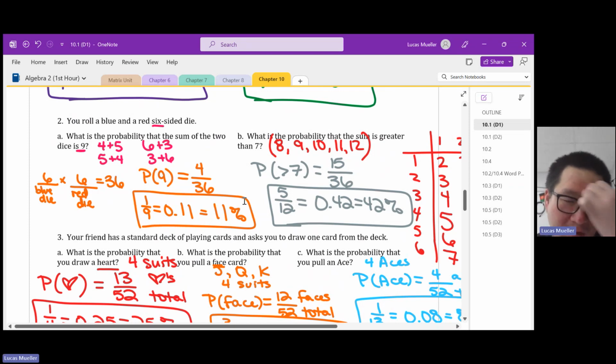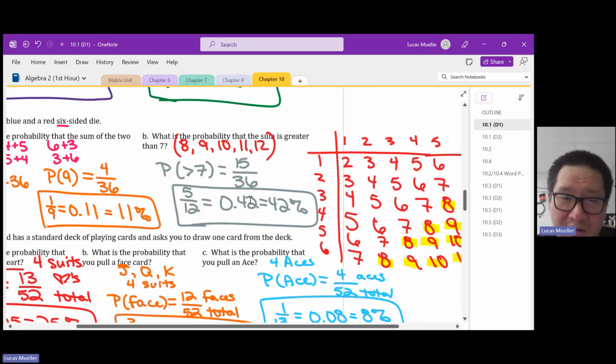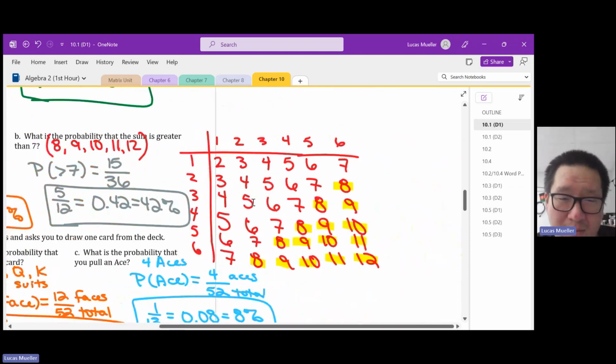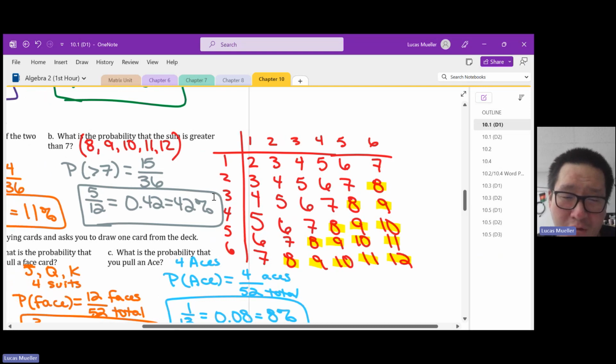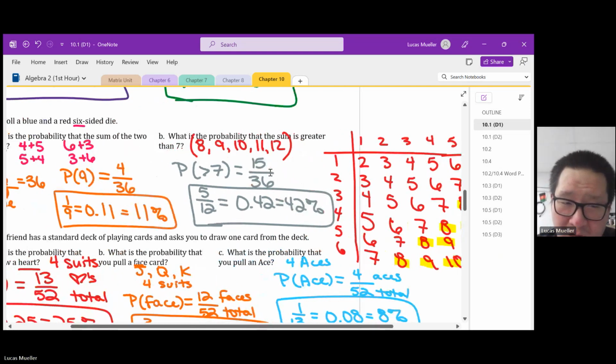Part B, we are looking for a sum that's greater than 7. Off to the side, I wrote a little table with the top being one six-sided die and this column being the other six-sided die. We can have as little as 2 or as much as 12 when we roll 2 six-sided dice. So we'll focus only on the 8, 9, 10, 11, or 12. That is 15 possible outcomes out of 36 total possibilities, which becomes 5/12, or 0.42, or 42%.